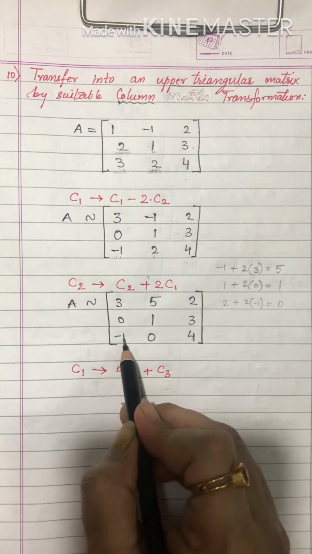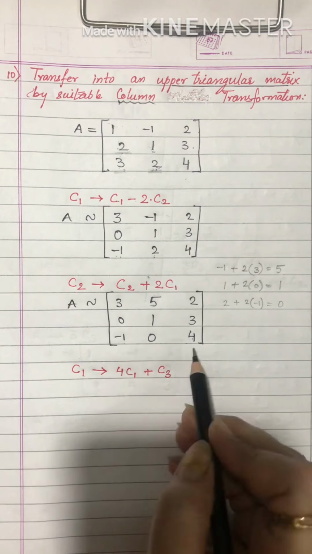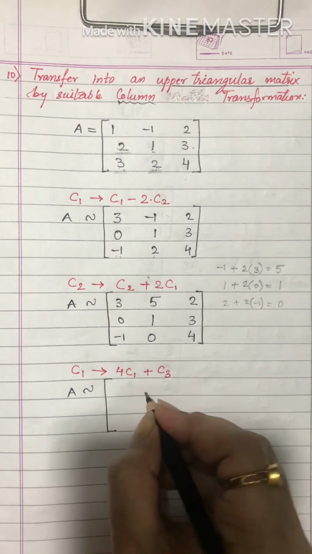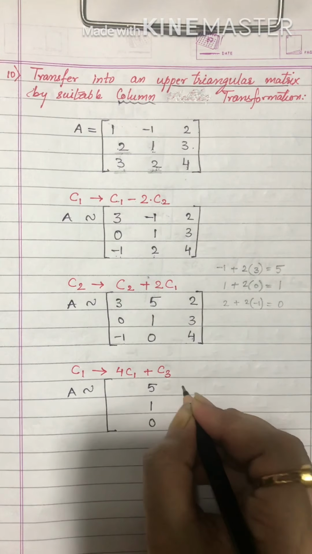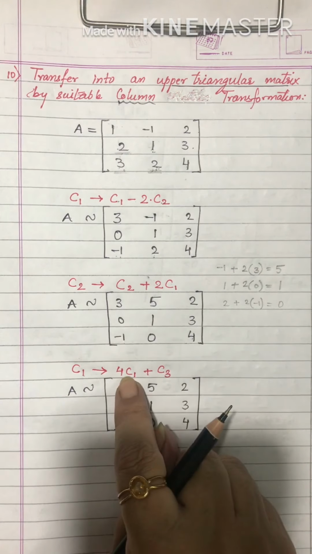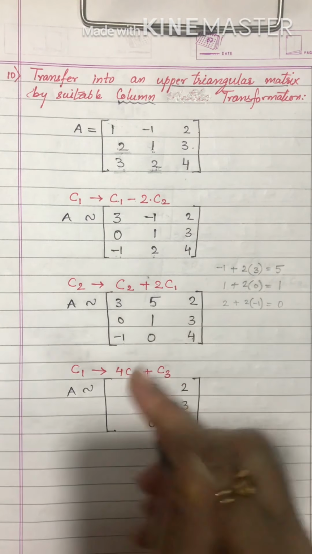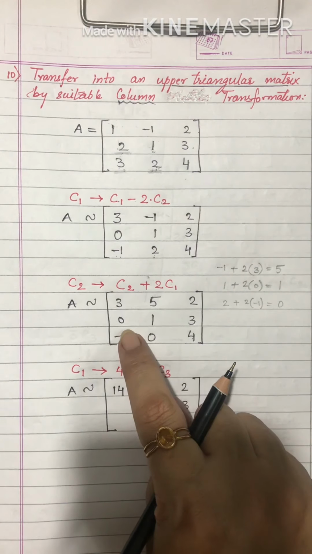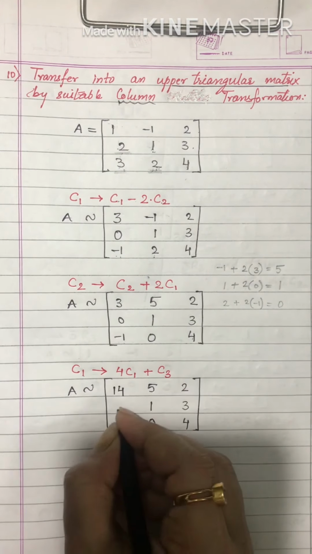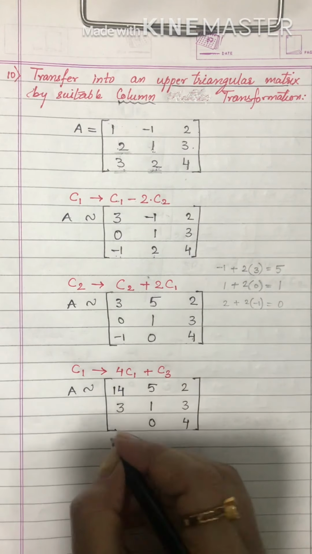We have to transform 4 times C1 plus C3. So it will give us minus 4 plus 4, this will be 0. Let's see what answer we get then. We have to make the transformation in C1, so I write the remaining elements of C2 and C3 as it is. Here 4 into 3 gives us 12 plus 2, you get 14. 4 into 0 gives us 0, plus 3 gives us 3. And then 4 into minus 1, minus 4 plus 4 gives us 0.